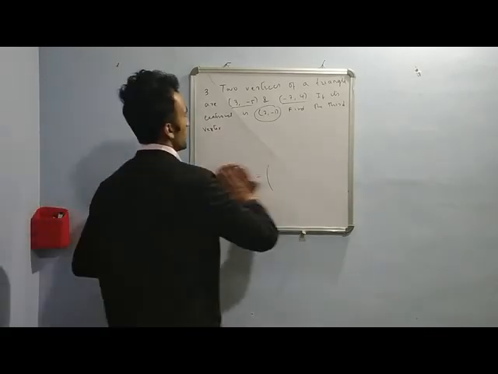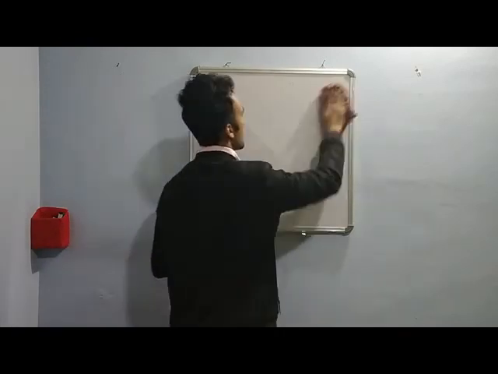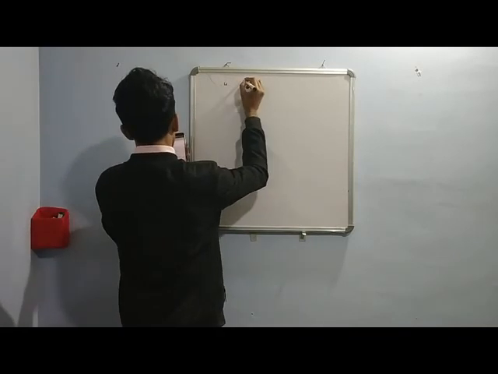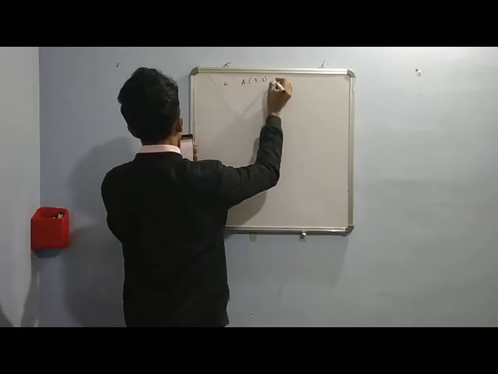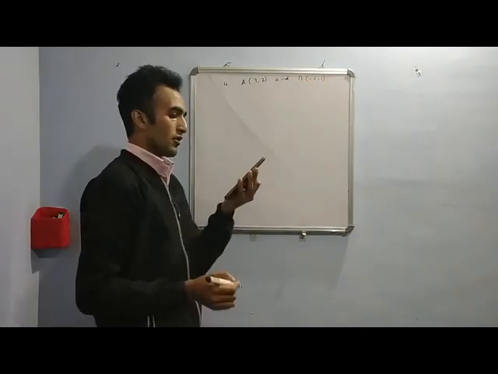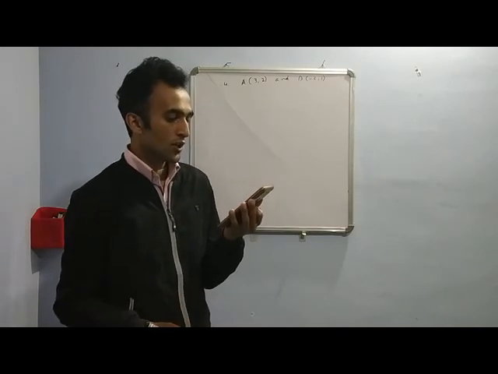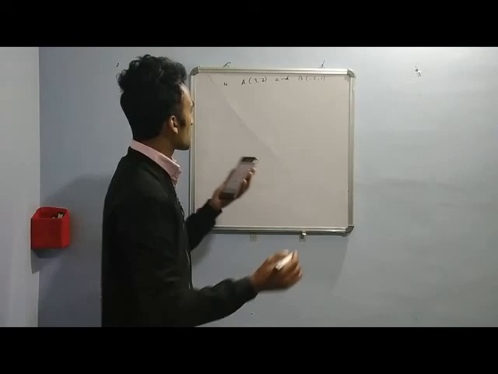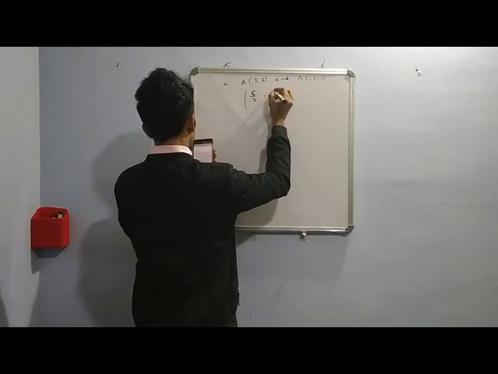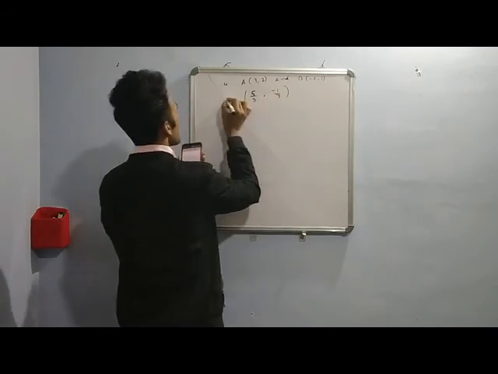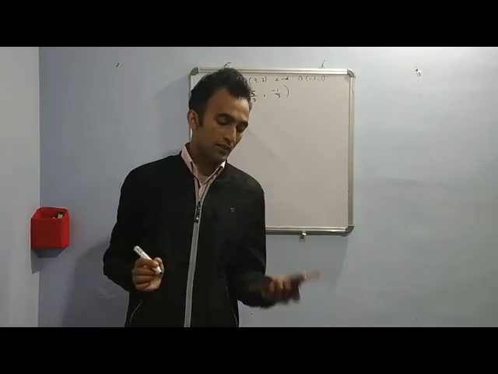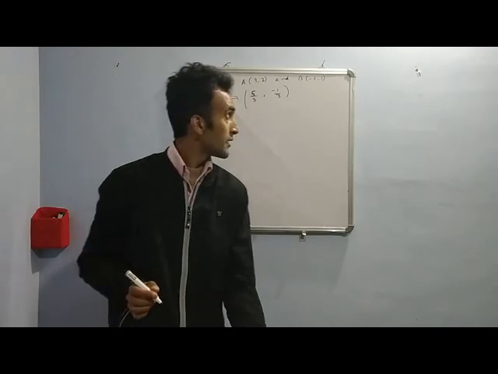Question number 4. You can try this one by yourself. Question number 4 goes like this. A, 3, 2 and B, minus 2, 1 are the two vertices of a triangle ABC whose centroid G has the coordinates 5 by 3, minus 1 by 3. This is for the centroid, okay? Find the coordinates of the third vertex C of the triangle.